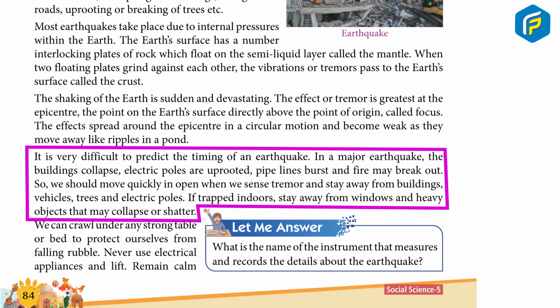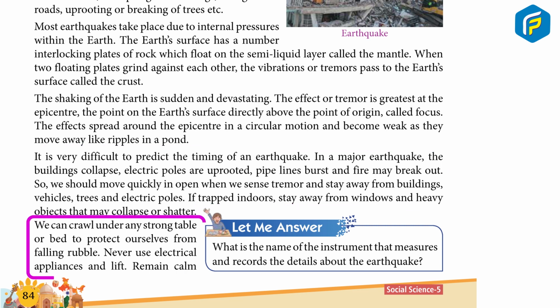So we should move quickly into the open when we sense a tremor and stay away from buildings, vehicles, trees and electric poles. If trapped indoors, stay away from windows and heavy objects that may collapse or shatter. We can crawl under any strong table or bed to protect ourselves from falling rubble. Never use electrical appliances and lifts.